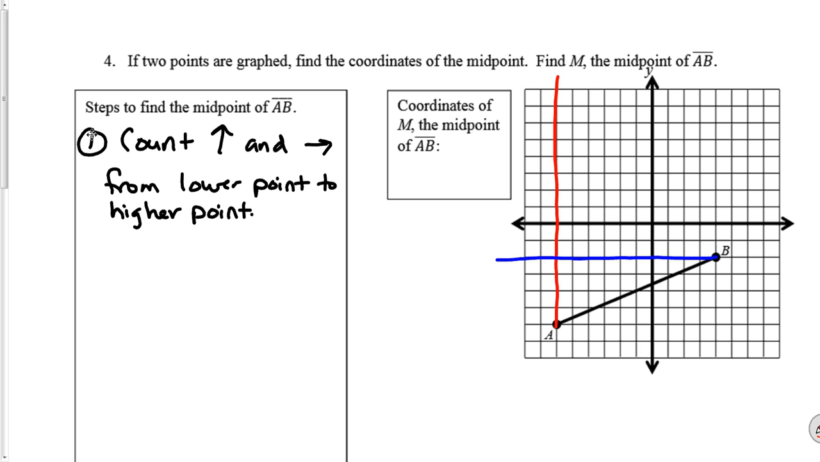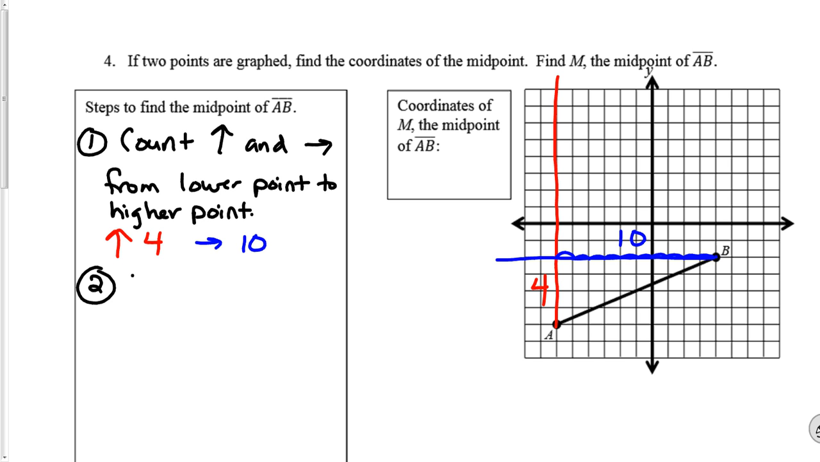And when I count up, I get 4. And when I count over, I got 10. So first step. What I have is I counted up 4 and I counted over 10. So second step.